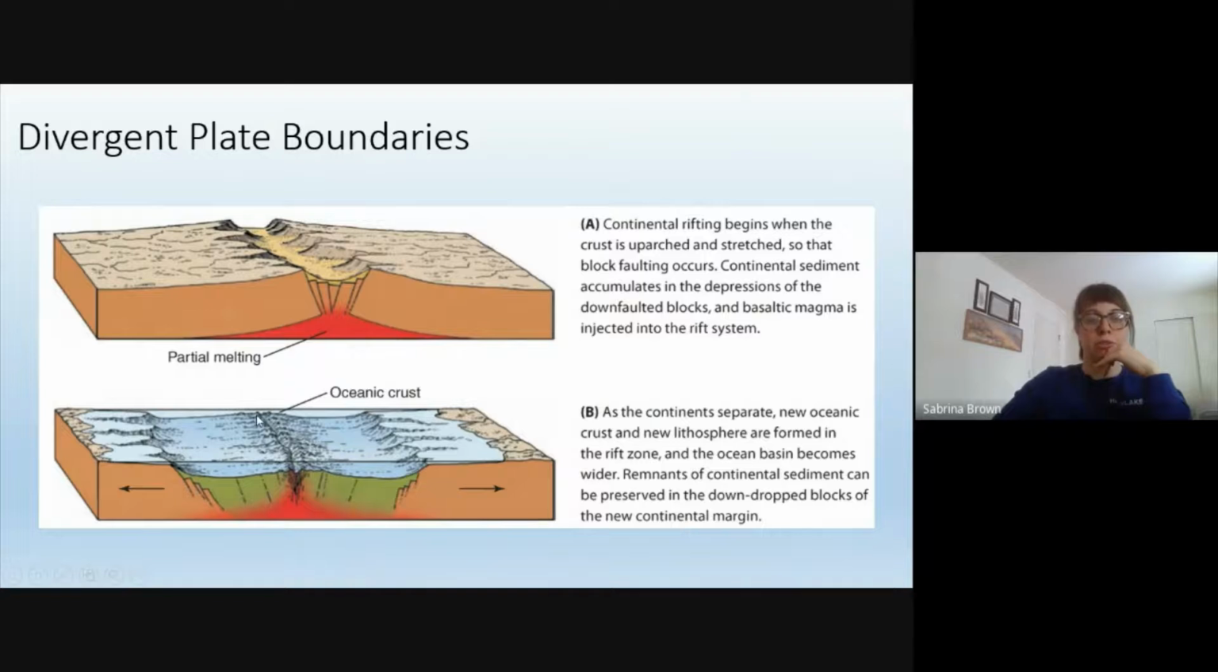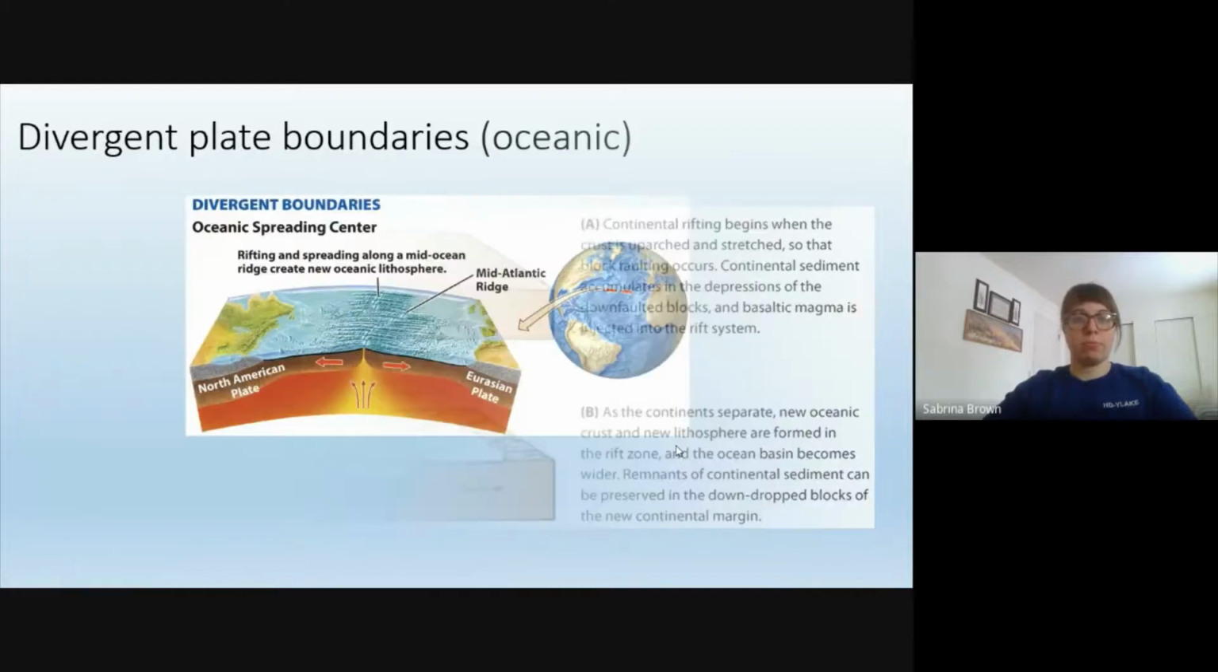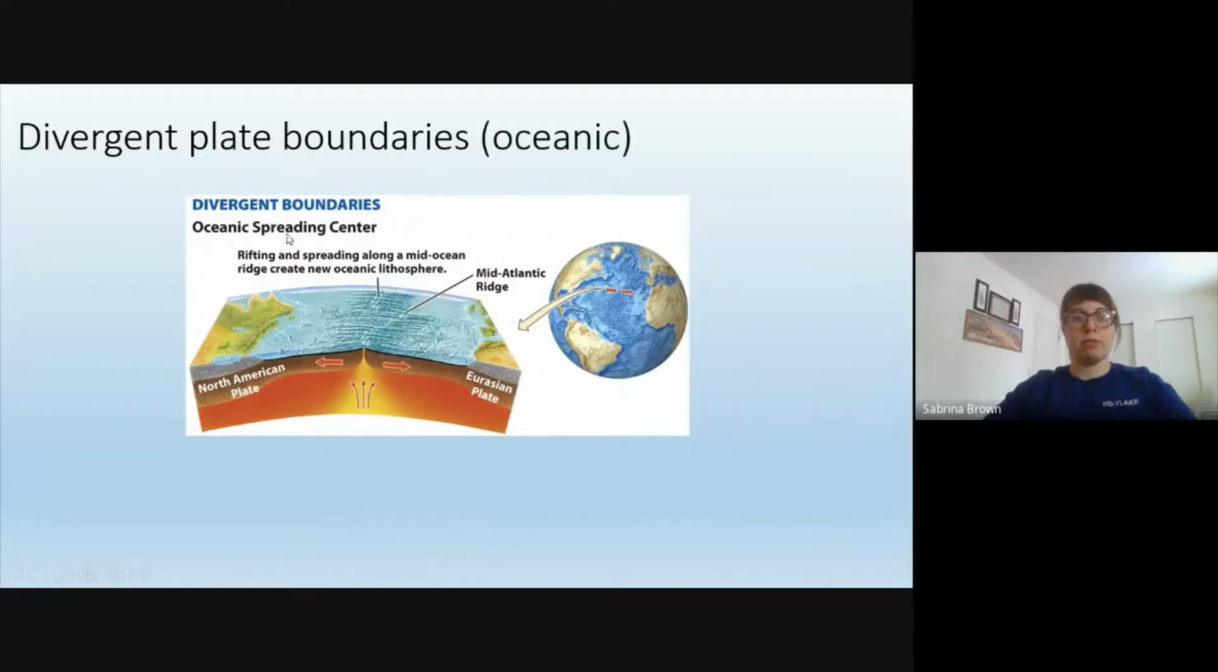And so at our mid-ocean ridges, at our divergent plate boundaries, we are creating new lithosphere because the plates are moving away from each other and magma is upwelling from underneath and being deposited, hardening, creating new lithosphere. Right, so here's an example of an oceanic spreading center called the mid-ocean ridge. You can see our North American plate and our Eurasian plate here on the map are moving away from each other. And along this boundary, we are creating new oceanic lithosphere.